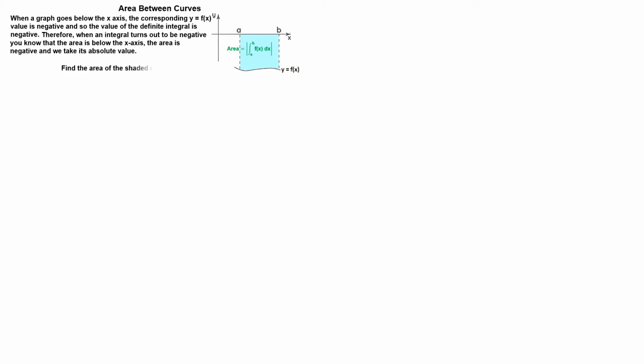Find the area of the shaded region below. We can see that the area is below the x-axis, so the area is negative, and we take its absolute value. We now perform the calculations.